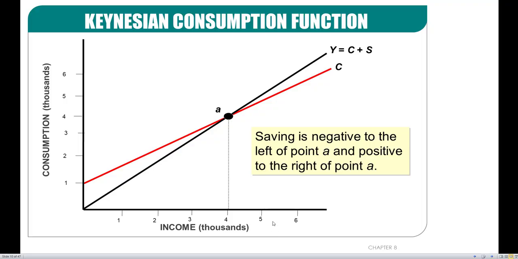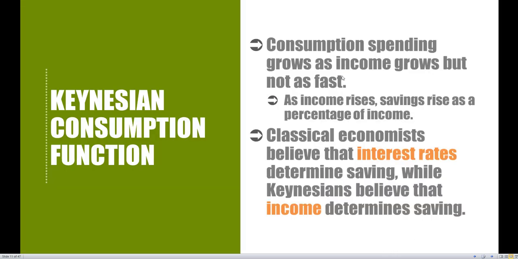Do note that there is a one-to-one relationship on the benchmark line, but not a one-to-one relationship on the actual consumption line. And this is going to lead us to our third point right here. Consumption spending grows as income grows, but not as fast. And as income rises, savings rise as a percentage of income. And we're going to show a mathematical way to prove this fact. In the next few videos, we'll talk about the average propensity to consume, average propensity to save, the marginal propensity to consume, and marginal propensity to save. So you'll have that to look forward to in the next few videos.